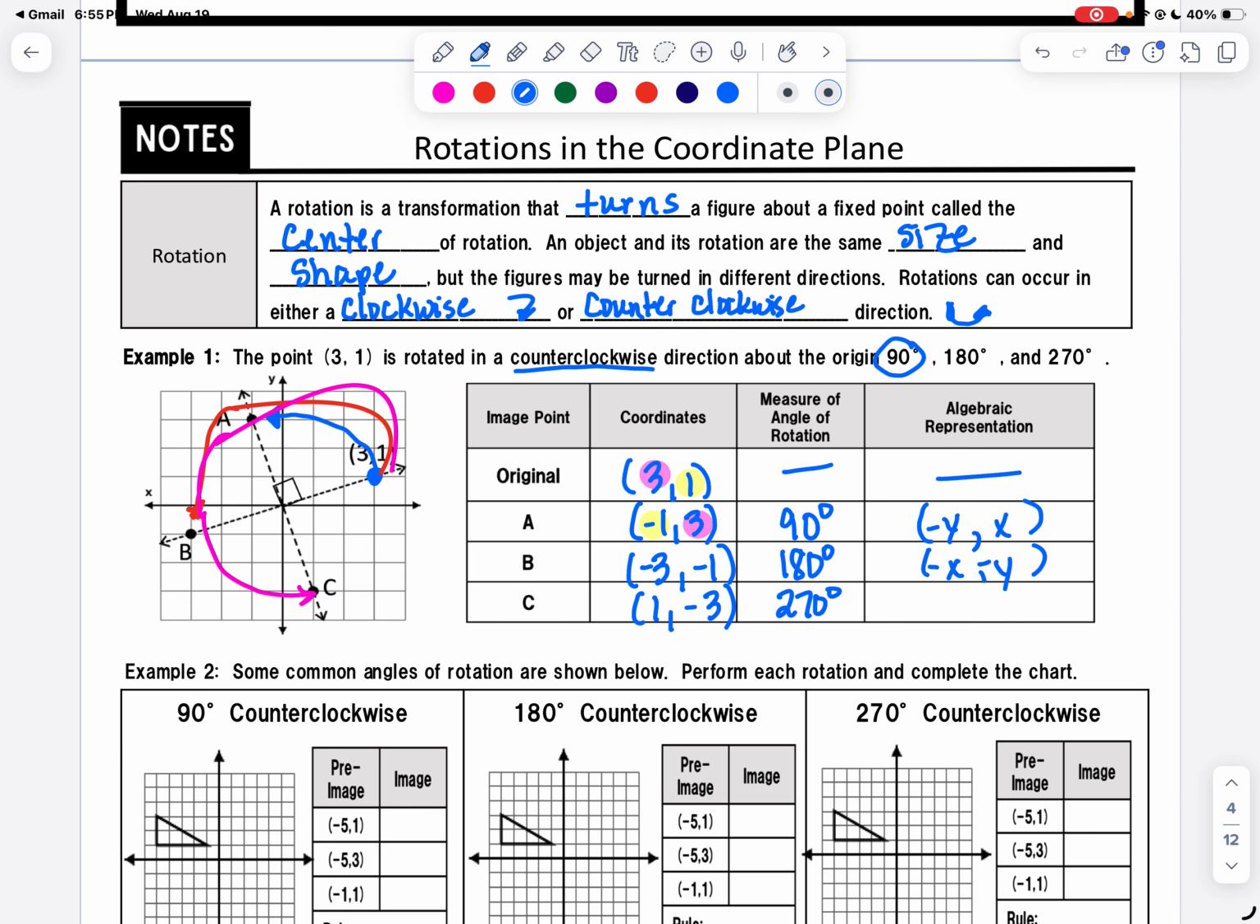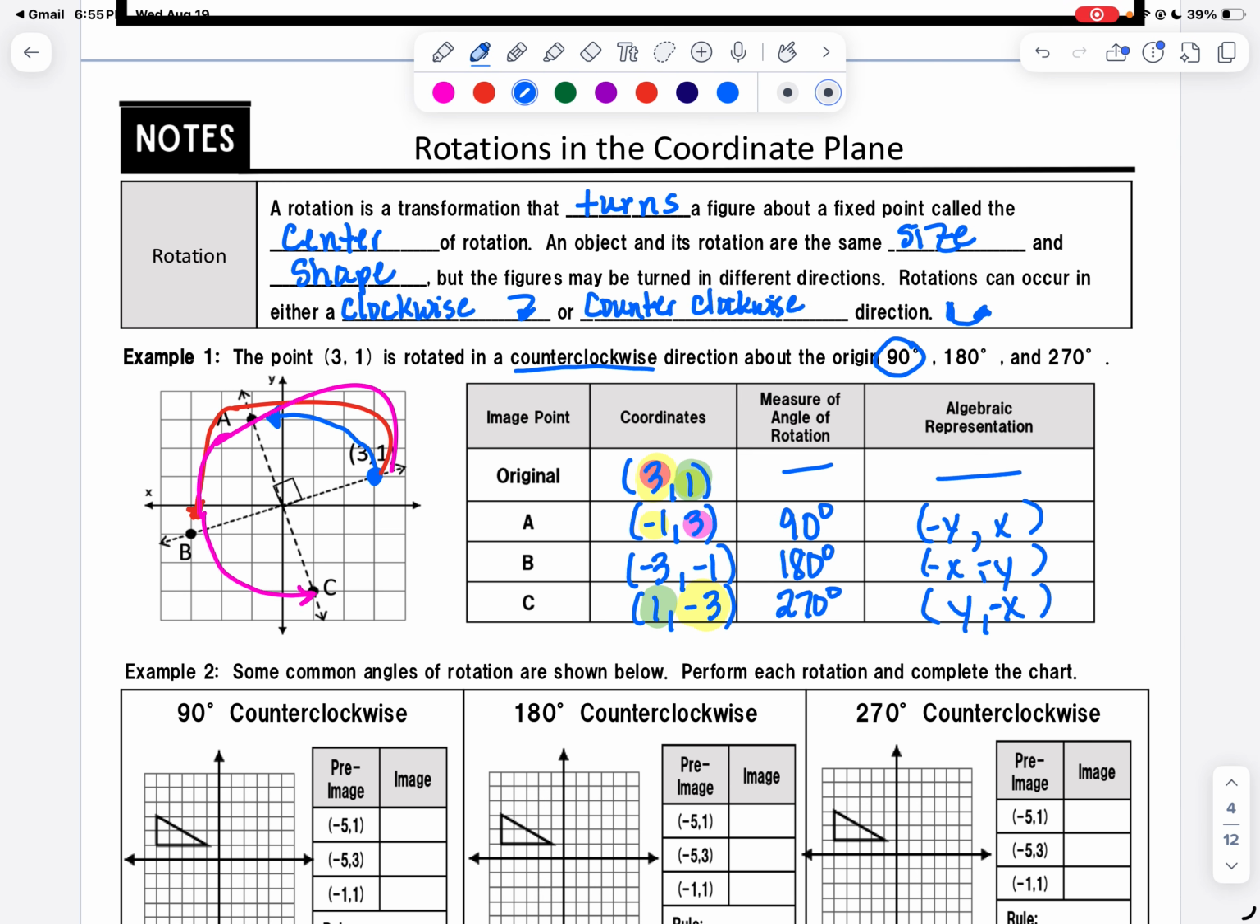Now, compare back to your original and notice that the x and y swap places. So I'm going to put (y, x), and then let's see if any signs changed. We went from +3 to -3, and then the 1 went to 1. So the y stayed the same, but the x in this rotation changed to the opposite. So there's our rule for the 270 degree rotation.